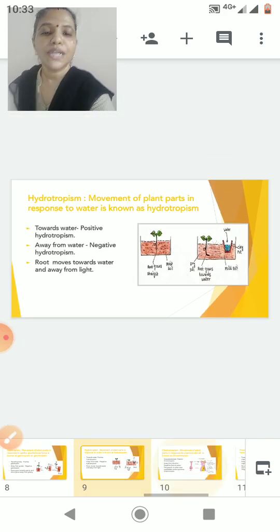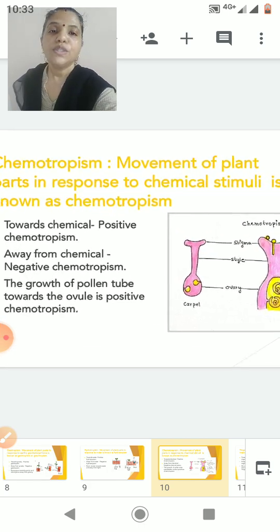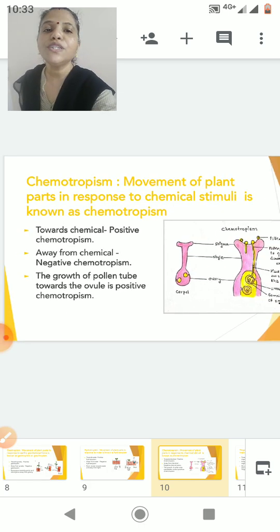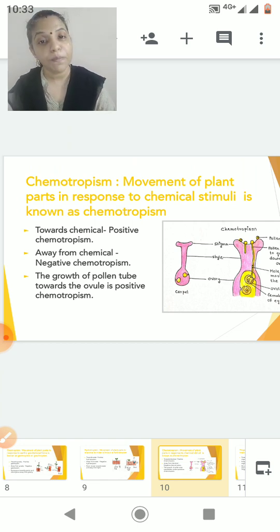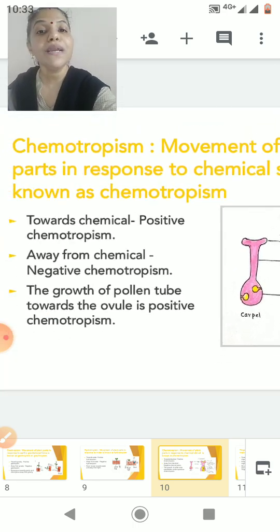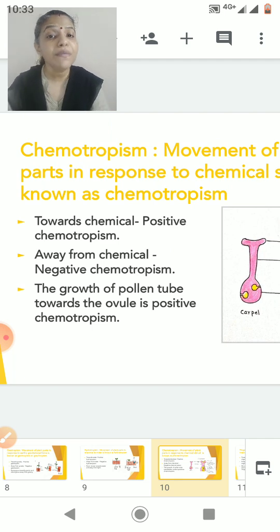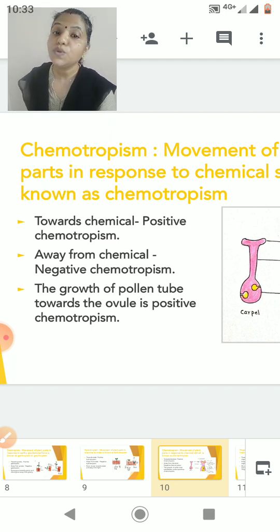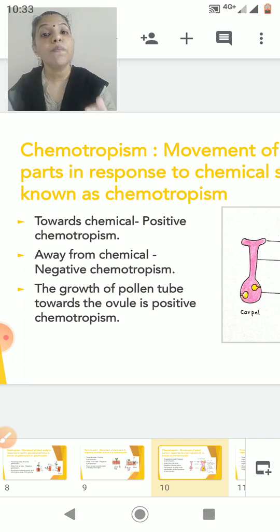Let's move to the next slide now. Here, chemotropism. The movement of plant parts in response to chemical stimuli is known as chemotropism. If it moves towards a particular chemical, then it is positive chemotropism. If it moves away from the chemical, then it is negative chemotropism. This can be best explained with the growth of the pollen tube towards the ovule, which is a positive chemotropism.